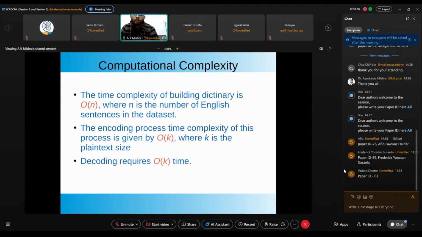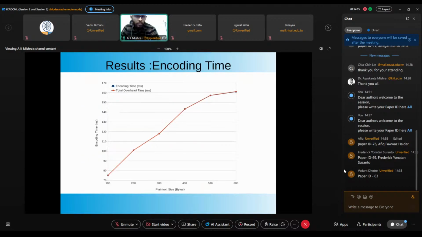So now discussing its computational complexities. The time complexity of building the dictionary is O of n, where n is the number of English sentences in the dataset. Secondly, the encoding process time complexity is O of k, where k is the plain text size. And finally, decoding requires O of k, where k is the size of the index key.